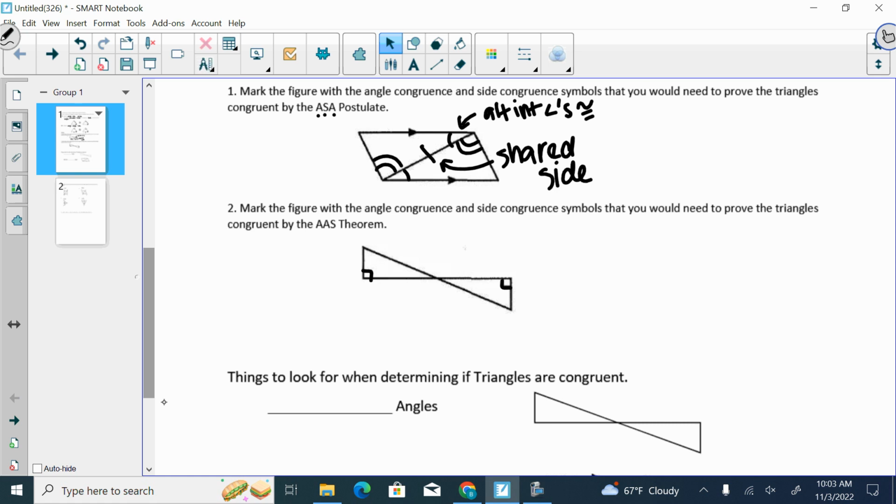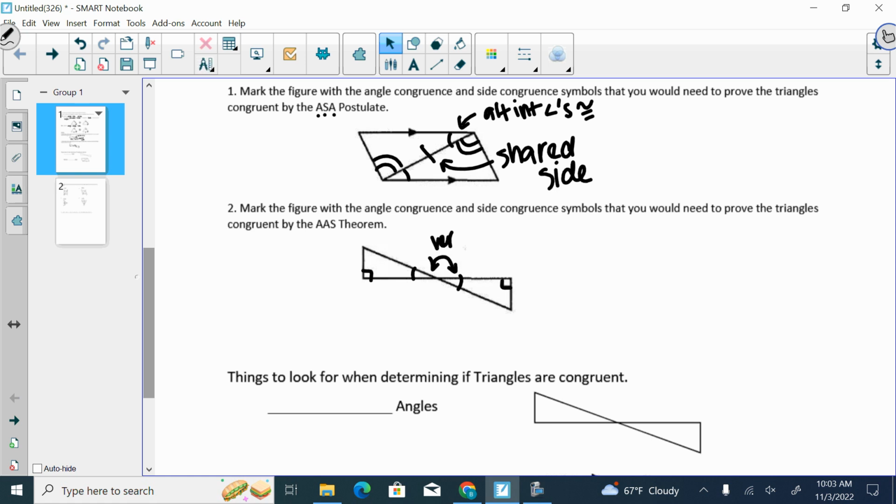Is there anything that we can mark here that they didn't mark for us? The two angles inside close together are congruent. Yes, very good. We know that these two angles here and here are congruent because those are what type of angles? Vertical, right.